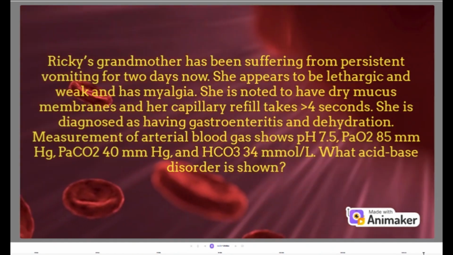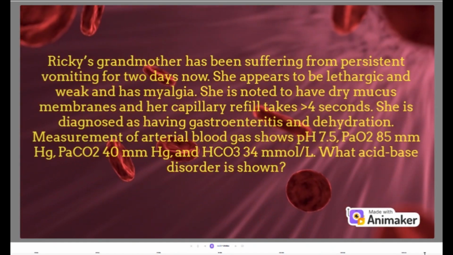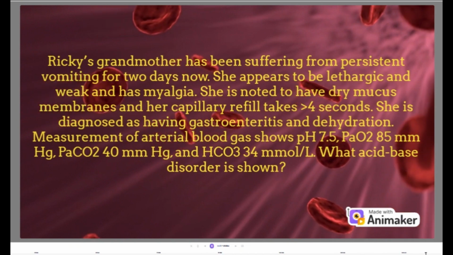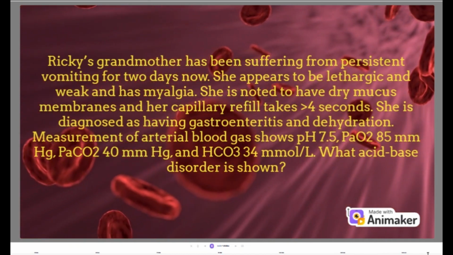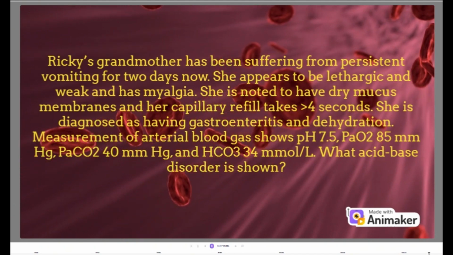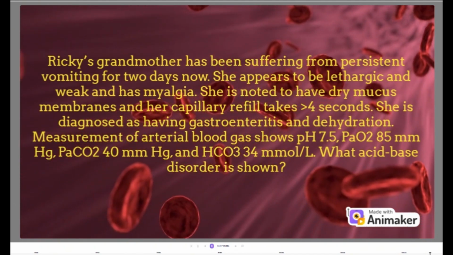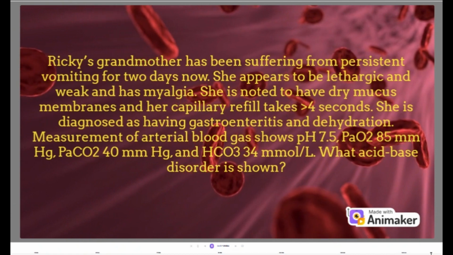Ricky's grandmother has been suffering from persistent vomiting for 2 days now. She appears to be lethargic and weak and has myalgia. She is noted to have dry mucous membranes and her capillary refill takes greater than 4 seconds. She is diagnosed as having gastroenteritis and dehydration.